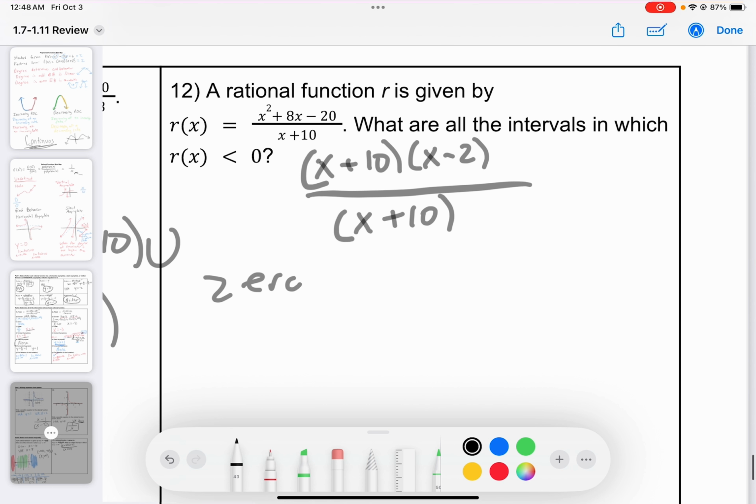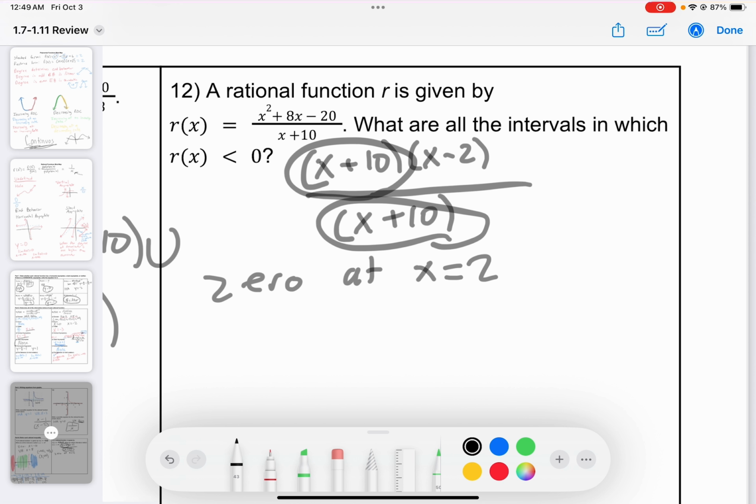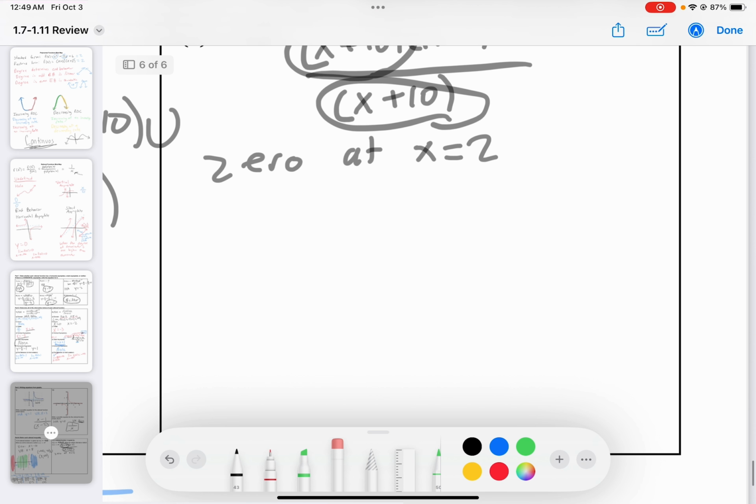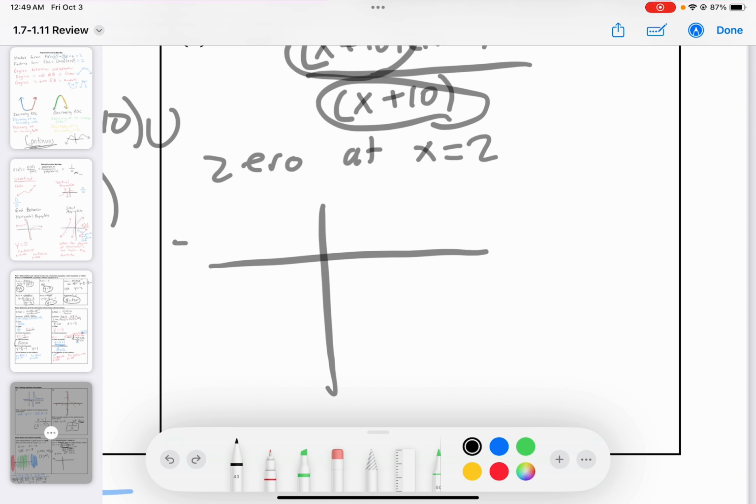Well, what do I notice here? I have a 0 at x equals 2. I have a hole here. Holes are not going to matter for this, right? Because it's just going to look something like, boom. It's not going to determine when we're greater or equal to 0. So really, I just need to know two intervals here: from negative infinity to 2 and 2 to infinity.